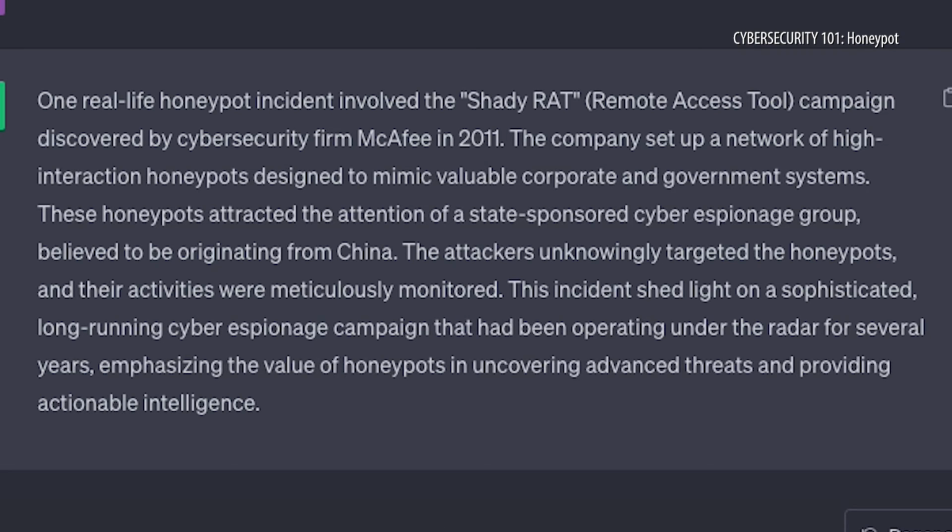These honeypots attracted the attention of a state-sponsored cyber espionage group believed to be originating from China. The attackers unknowingly targeted the honeypots, and their activities were maliciously monitored. This incident shed light on a sophisticated, long-running cyber espionage campaign that had been operating under the radar for several years, emphasizing the value of honeypots in uncovering advanced threats and providing actionable intelligence. There you go. So honeypots are there to lure in attackers, to learn their motives, and to get ahead of them and see what they're doing.